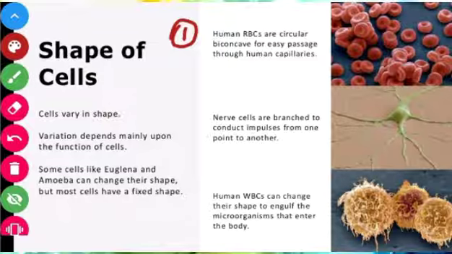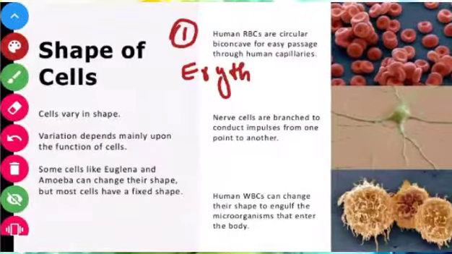For example, one question arose in one of the years: RBCs are also called, with options leukocytes, thrombocytes, erythrocytes, none of the above. So here you should answer erythrocytes. RBCs are also called erythrocytes.